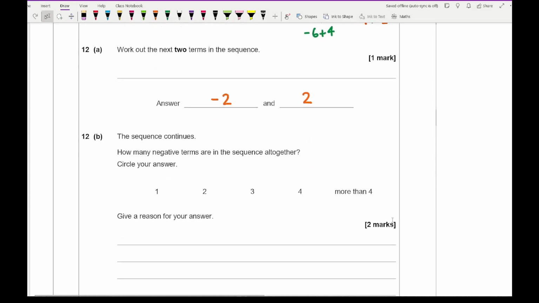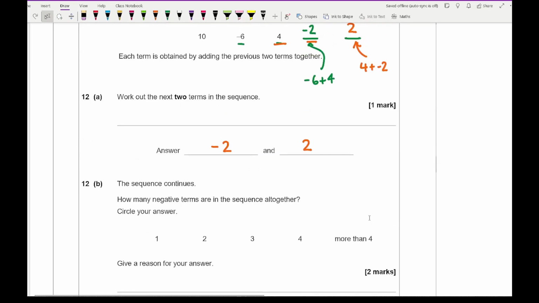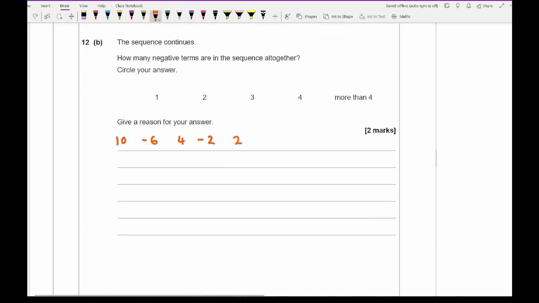The next question then says the sequence continues. How many negative terms are there in the sequence altogether? We need to circle our answer. Well, if we go back to the original sequence, let me just write down those numbers that I know and what I've just recently worked out. Like so. Now if I continue the sequence, the next number is going to be where I add minus 2 plus 2, which is 0. The next one is going to be 2 plus 0, which is 2. Then it's going to be 0 plus 2, which is 2. Then 2 plus 2, which is 4. Then it's going to be 6, and then it's going to be 8.